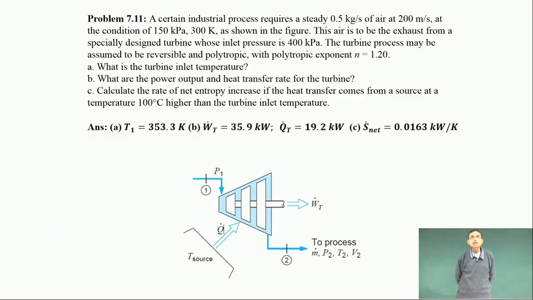What is the turbine inlet temperature? What are the power output and heat transfer rate for the turbine? Calculate the net rate of entropy increase. This is essentially entropy generation. If the heat transfer comes from a source at temperature 100 degrees centigrade higher than the turbine inlet temperature.